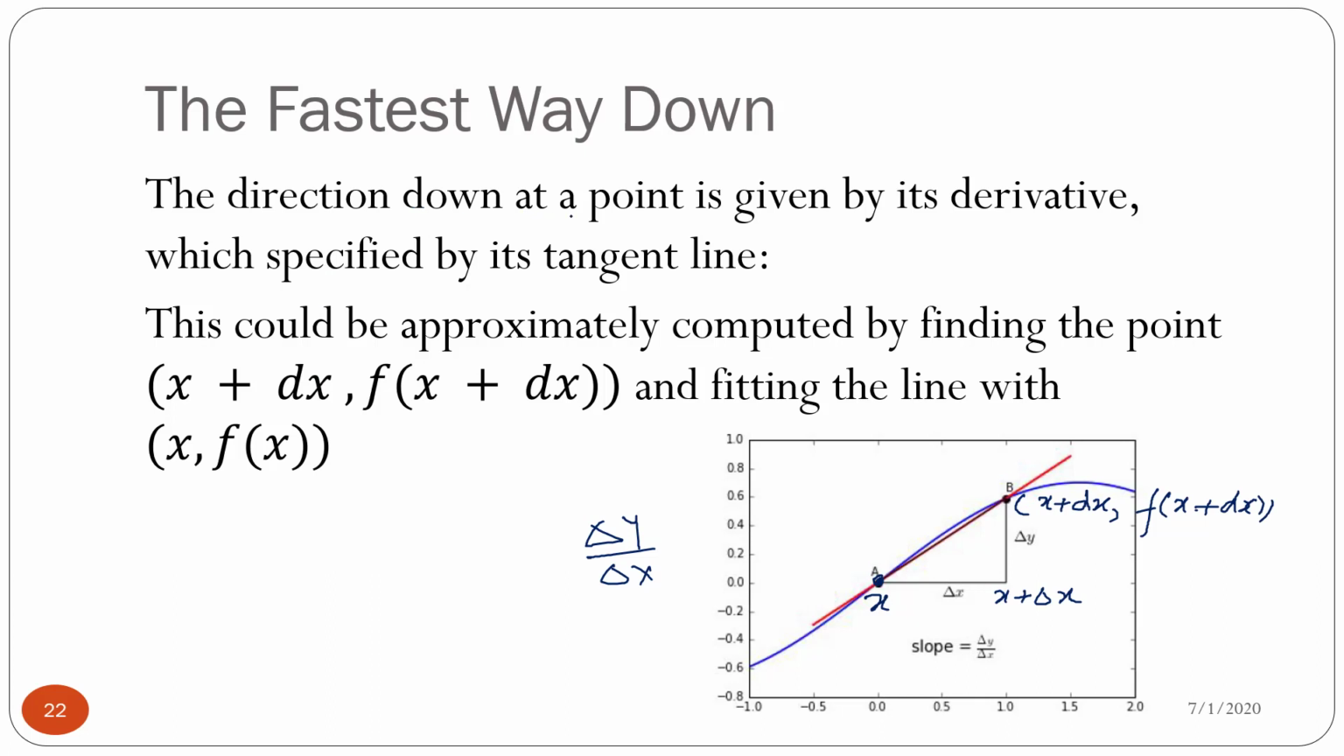So the direction down at a point is given by its derivative. You should have some idea about calculus, which is important here. And this derivative can be found by the tangent line that you see right here, the red one. This can be easily formulated using the expression delta y by delta x, which you can approximate by computing the point x plus dx, f of x plus dx, and fitting a line with x, f of x.